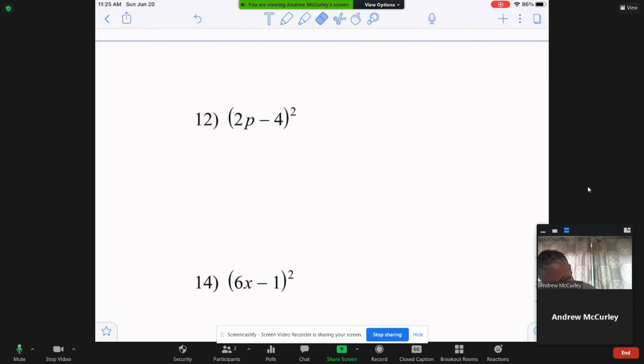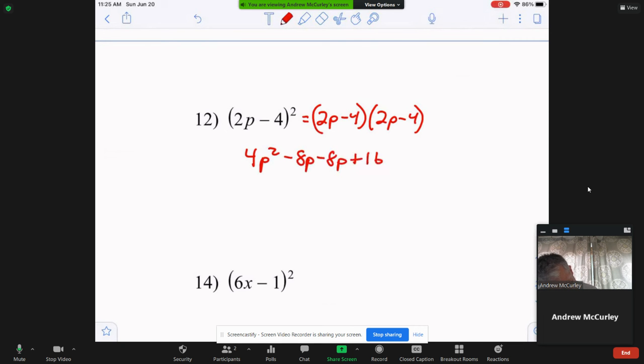You have to think of this as if it was 2p minus 4 times 2p minus 4. If that's the case, the middle term's not going to get blown away, right? So if we multiplied this out, it would be 4p squared minus 8p minus 8p plus 16. So that's going to be 4p squared minus 16p plus 16.